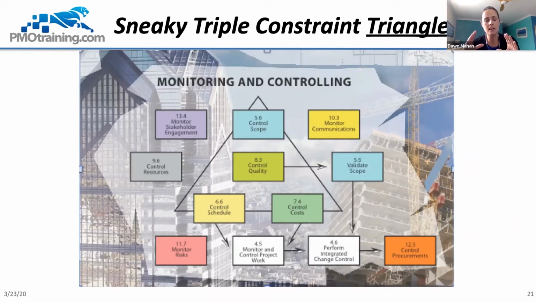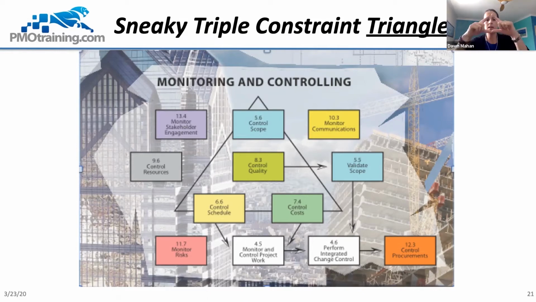And this includes the sneaky triple constraint triangle. So you can see there that scope, schedule, and cost are around the edges of the triangle. This is often called the traditional triple constraint, although I've seen many versions of this thing. But scope, time, and cost are often talked about. But we know in project land that there's also quality. And what I like to say is quality is in the center of it all.